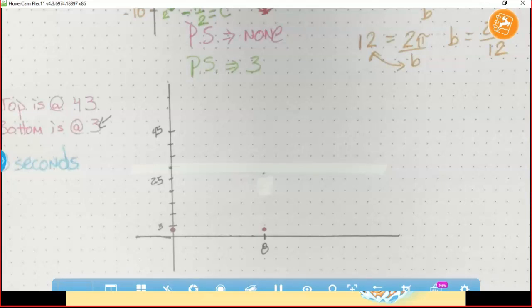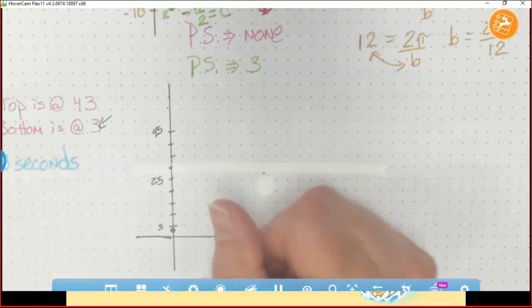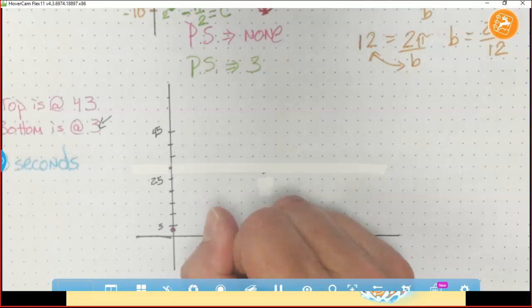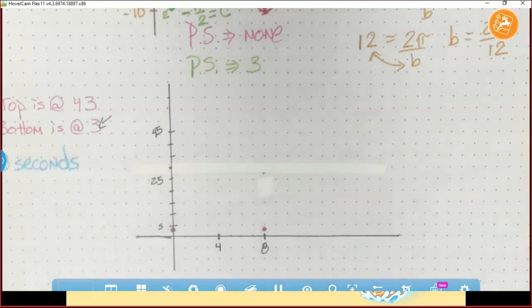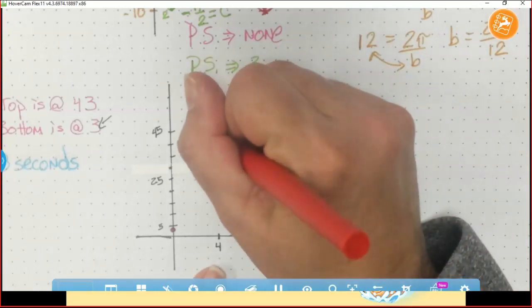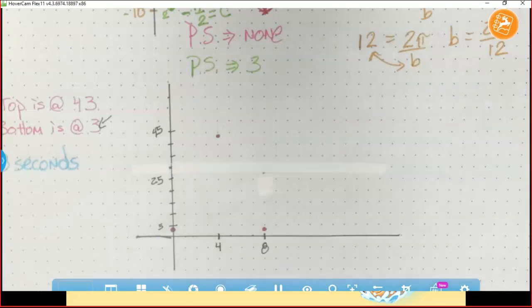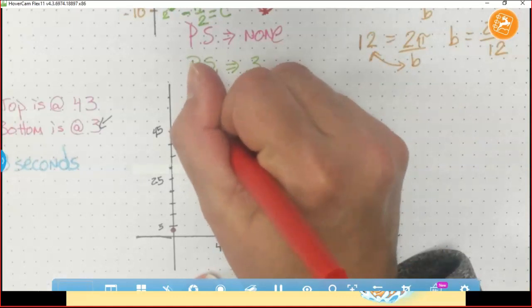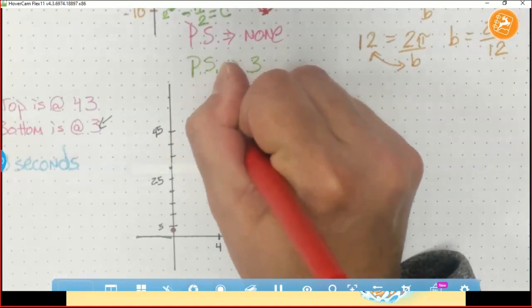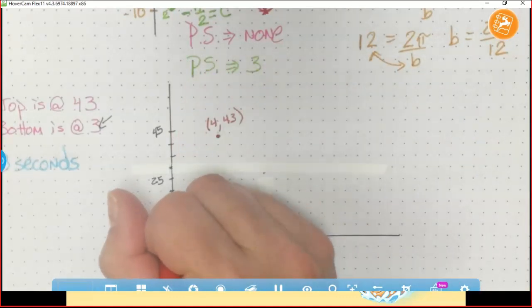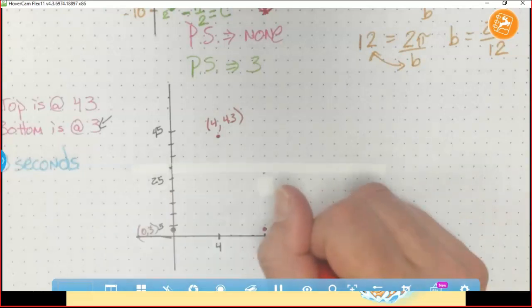When do I get there? At 4 seconds. So I know at my halfway mark, here we go, 4 seconds, I am up to the tip top, which is at 43, which is like right here. Okay? I'm actually going to put my ordered pairs so that I know this is at 4, 43, this is at 0, 3, and this is at 8, 3.